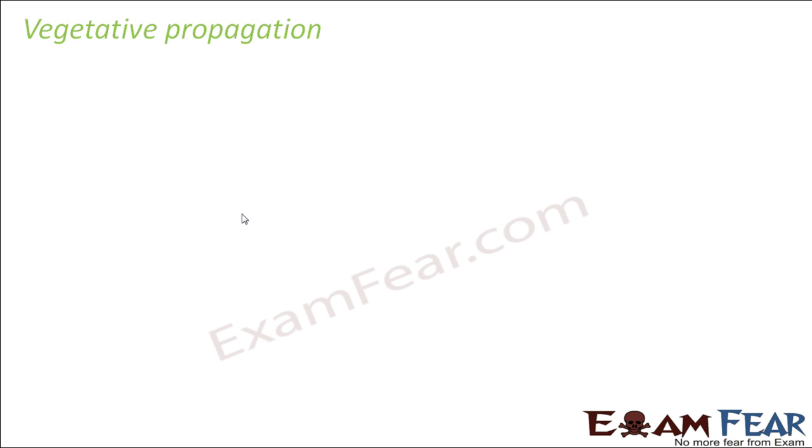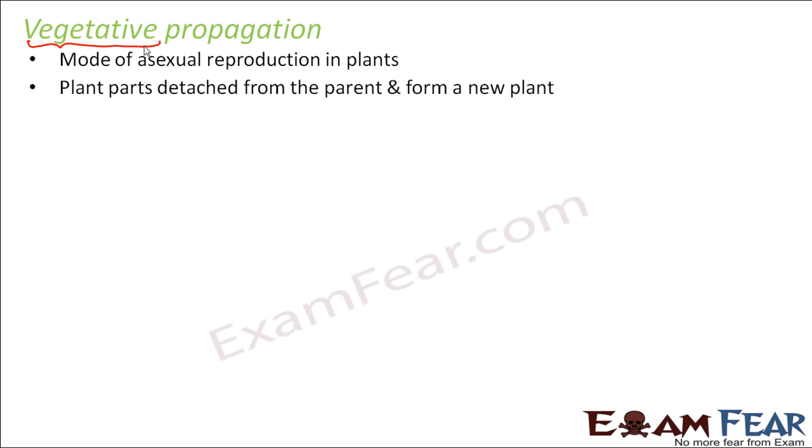And then the last mode of asexual reproduction that we are going to discuss is vegetative propagation. Vegetative, the name itself tells, is something related to the vegetation, the plants. So let's see what it is. It is a mode of asexual reproduction in plants. It is the simplest mode of reproduction in plants. In this type of reproduction, the new plants which are formed are exactly identical to the parent plant. In fact, that is a property of asexual reproduction. Correct? So here, plant parts detached from the parent and they form a new plant.